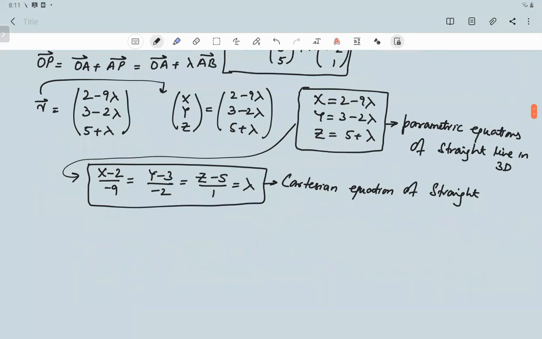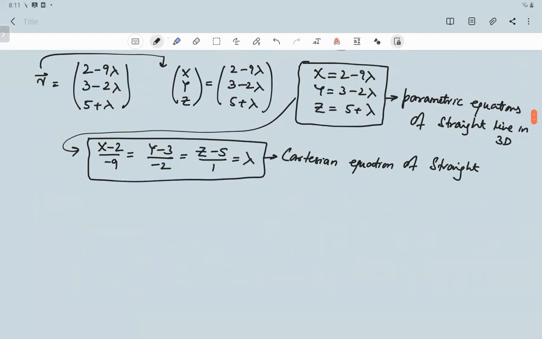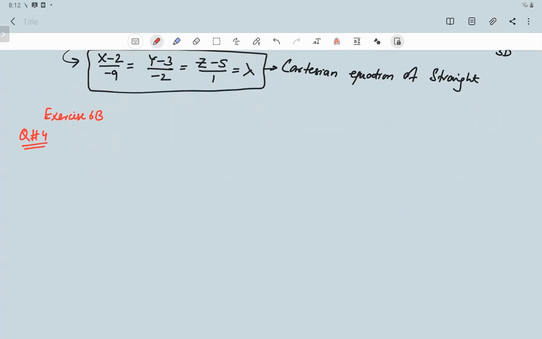So we are going to do question number 4 of exercise 6b. Question number 4 of exercise 6b is a good question in this regard, as it is also included in P3, and it is also connected to further mathematics 1, and will help us to strengthen our concepts of vectors. I'll start this question, and we will do a post-mortem of this question today.